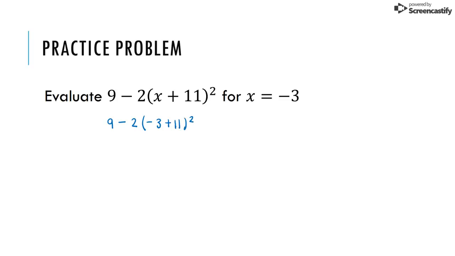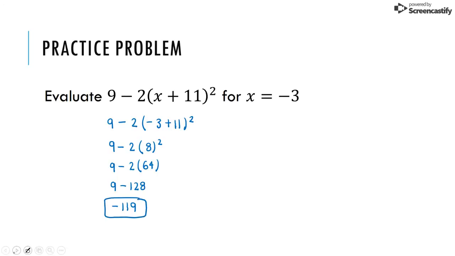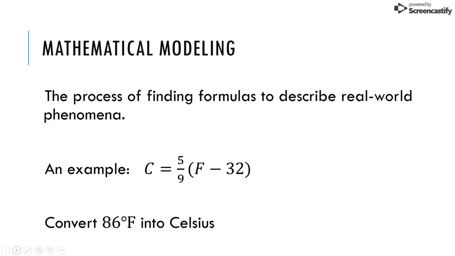So order of operations, we start with our parentheses. We are going to want to add -3 plus 11, which gives us 8. Next is to do our exponent. So I want to square 8, which gives us 64. Next would then be multiplication. 2 times 64 gives us 128. And then finally, our last step here would be to subtract, and we end up getting -119.